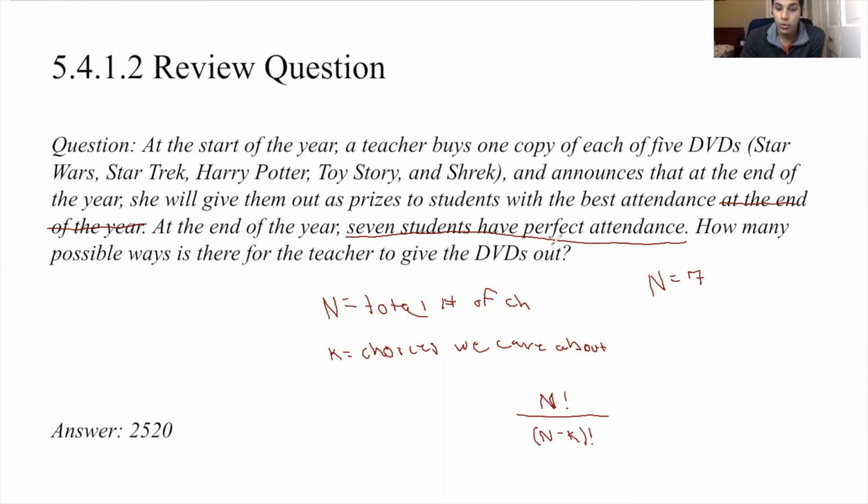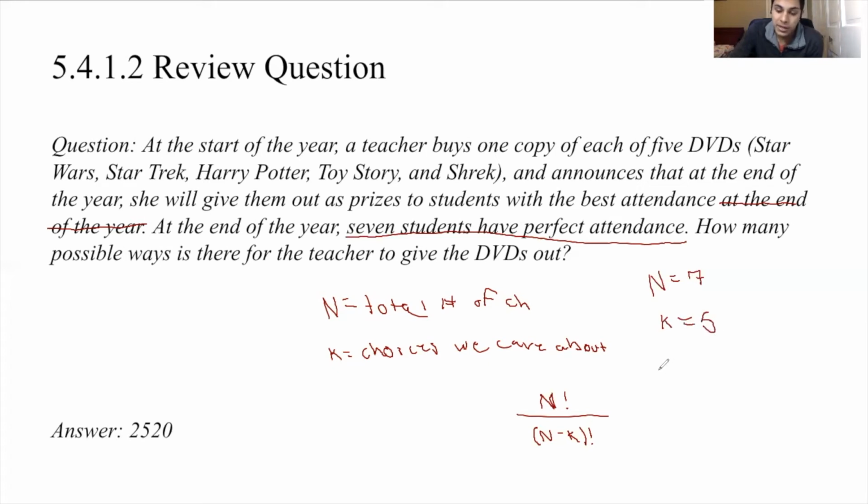Now, since there are only 5 DVDs, that means that for the 2 students who don't get DVDs, it doesn't matter whether or not student B didn't get a DVD and then student C, rather than student C and then student B, right? So we only care about 5 students total. The other 2 don't matter because only 5 of them are going to get DVDs, meaning that our k for this question is going to be 5.